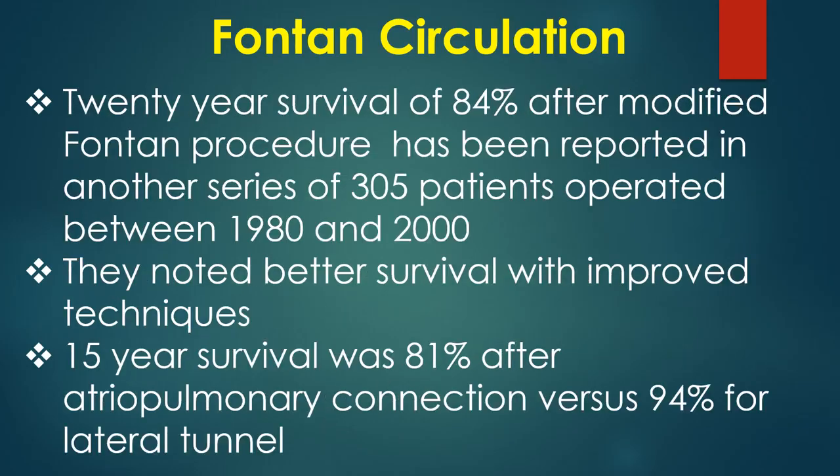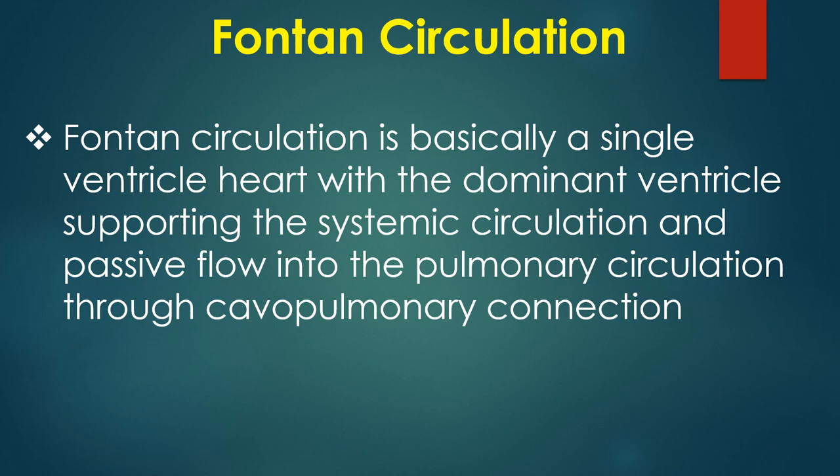20-year survival of 84% after modified Fontan procedure has been reported in another series of 305 patients operated between 1980 and 2000. They noted better survival with improved techniques. 15-year survival was 81% after atriopulmonary connection versus 94% for lateral tunnel. Fontan circulation is basically a single ventricle heart with the dominant ventricle supporting the systemic circulation and passive flow into the pulmonary circulation through cavopulmonary connection.